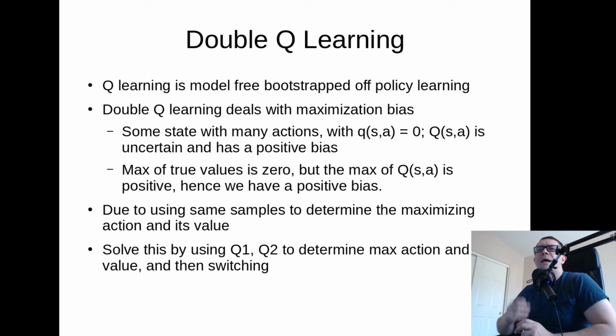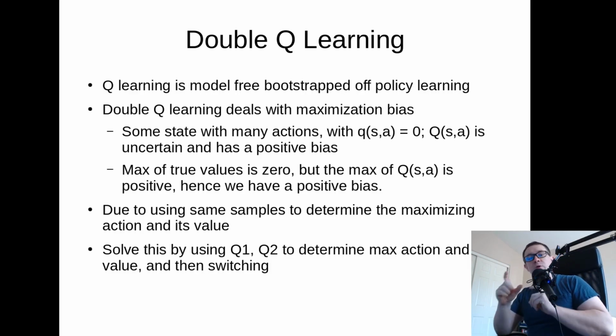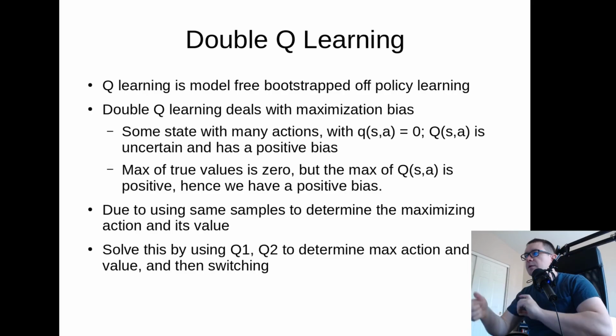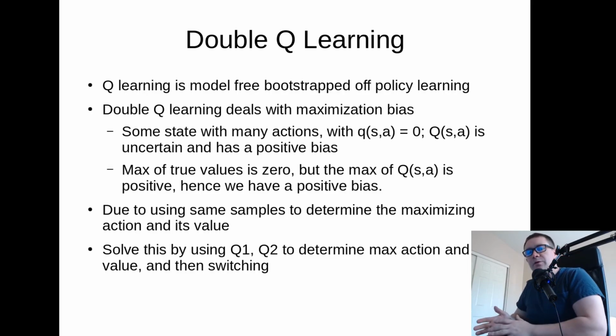So this happens because you're using the same set of samples to determine the maximizing action as well as the value of that action. And one way to solve this problem is to use two separate Q functions to determine the max action and the value, and you set up a relationship between them, and then you alternate between them as you play the game. So you're using one of them to determine the max action, one of them to determine its value, and you alternate between them so that you eliminate the bias over time. That's double Q-learning in a nutshell.